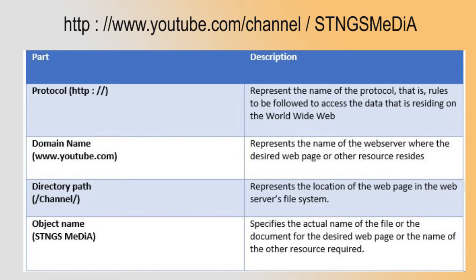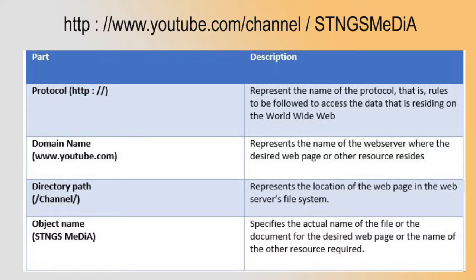As an example, let's take the URL of our channel. It can be divided into 6 parts of the URL as shown in the table. Okay, let's understand each part of the URL one by one. Protocol represents the name of the protocol, that is, the rules to be followed to access the data that is residing on the World Wide Web.